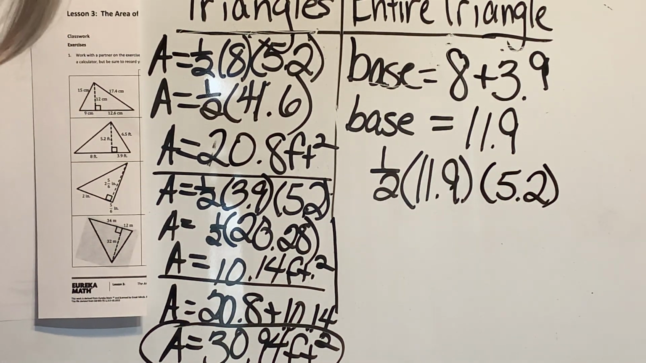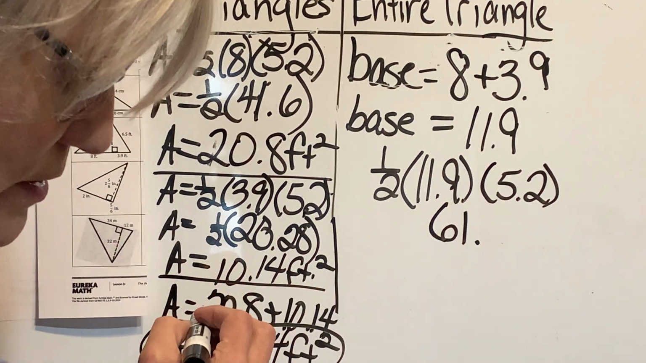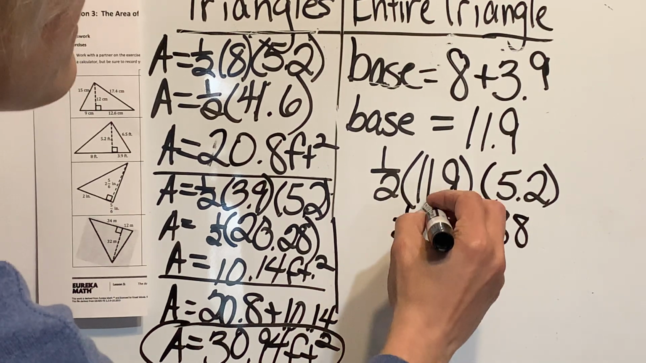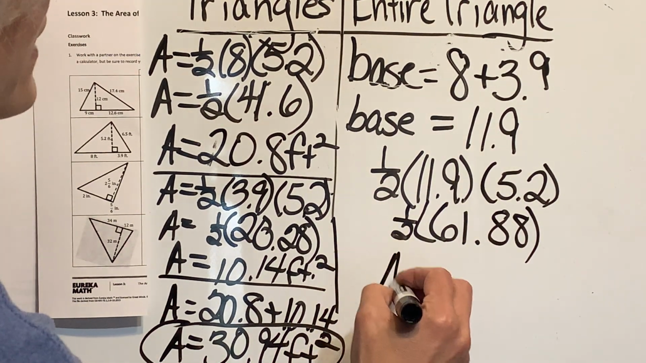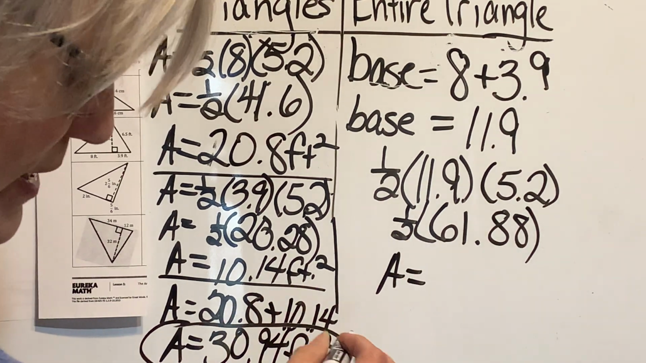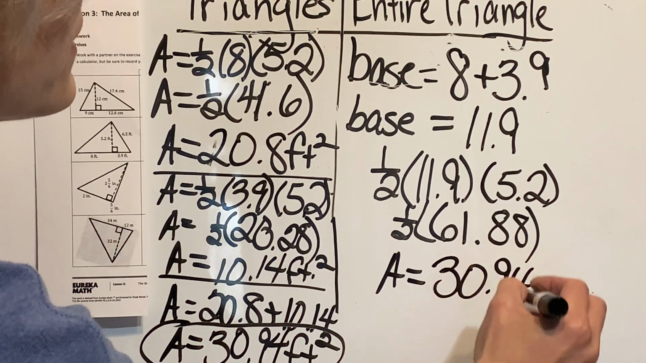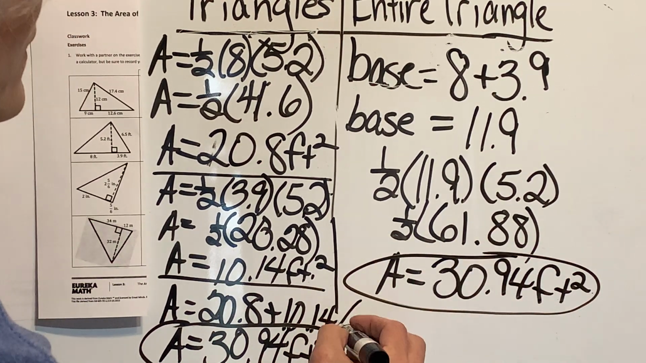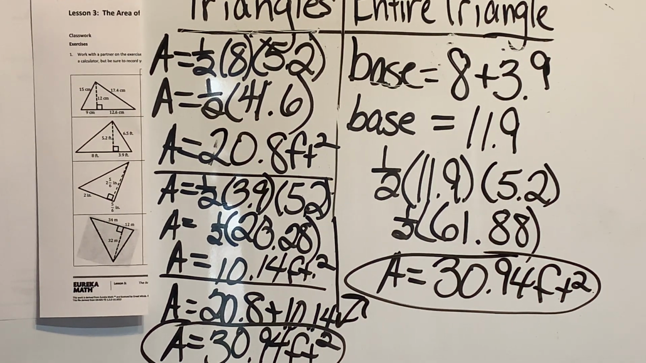So 11.9 times 5.2 would give us 61.88, and we need half of that. So half of that, which would give us the area, would be 30.94 feet squared. Look at that. They're the same. So I think we're onto something.